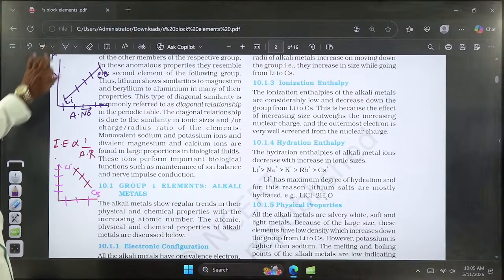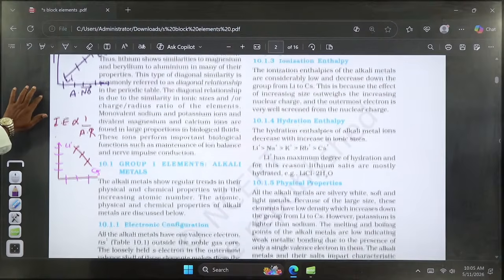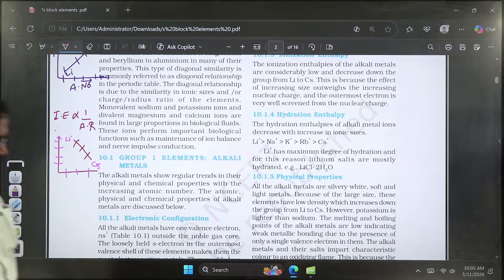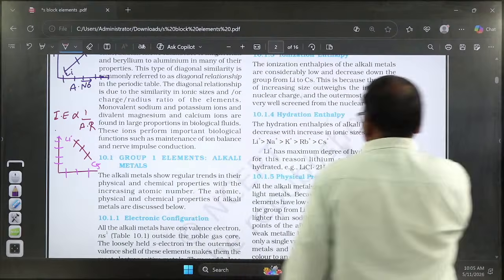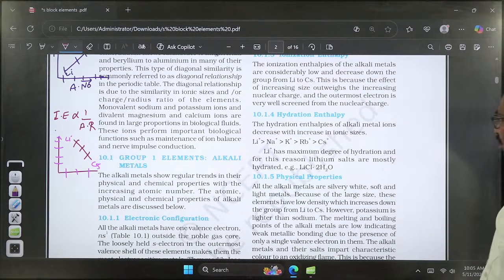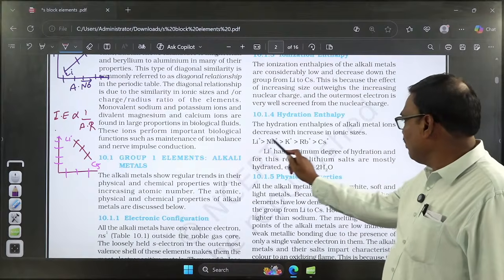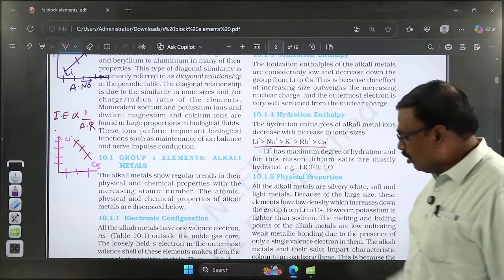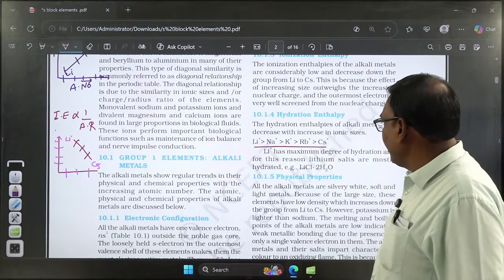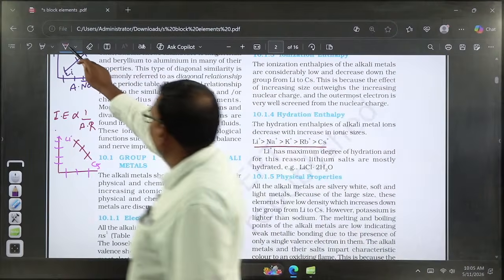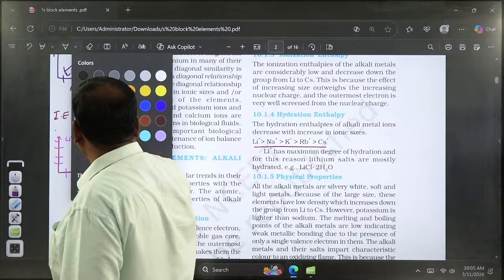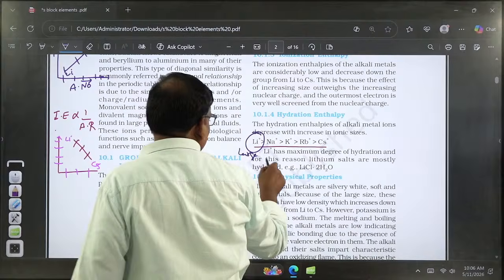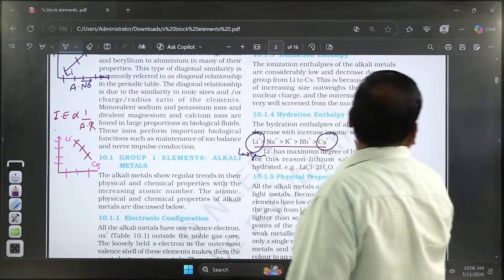And coming to the third one, hydration enthalpy, a very important fact. Hydration enthalpy is the energy liberated whenever an ion is surrounded by water molecules. Here the hydration enthalpy of alkali metals gradually decreases from lithium to cesium. When you compare the sizes of these hydrated species, hydrated lithium is the largest in size, whereas hydrated cesium is the smallest.